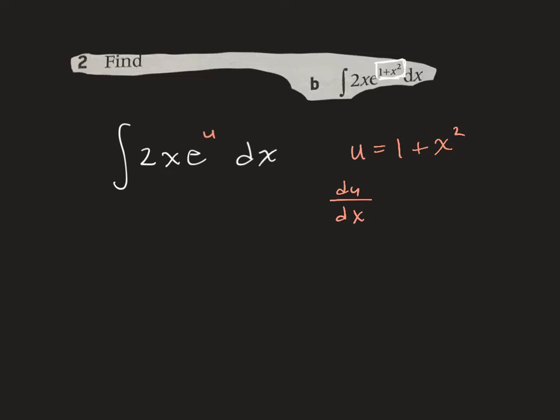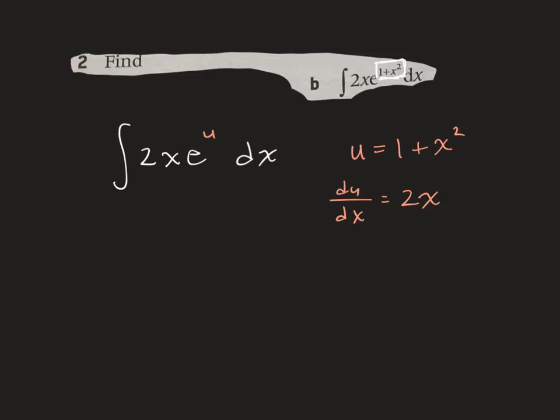In this case, I'm going to make this my u. So I'm going to write this as the integral of 2x e to the u dx. And remember, the thing that you're looking for here is that the derivative of whatever you pick as a u exists somewhere else. In this case, the derivative of 1 plus x squared is 2x. That's what I'm looking for. So u is 1 plus x squared, du/dx is 2x. And hey, again, notice that derivative exists elsewhere.